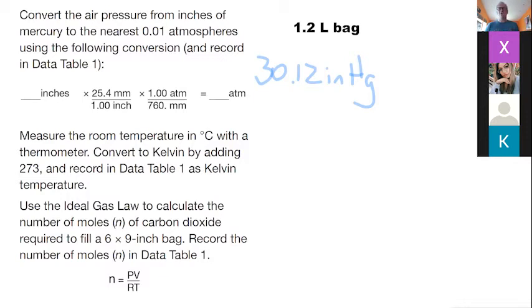What does inches of mercury have to do with anything? How do we measure pressure in inches of mercury? What's that about? Can anyone tell me how that works? You've probably never seen it, but there's actually an instrument in the lab at Skyline that shows you how this works. It's still a working pressure gauge, or a barometer.